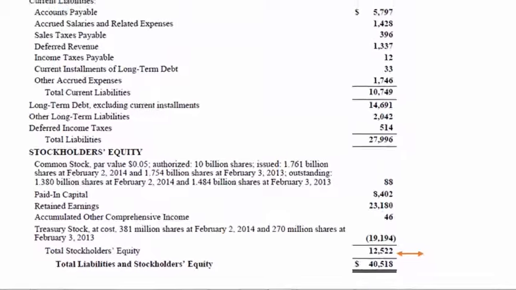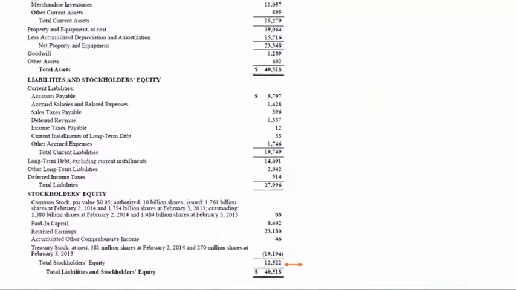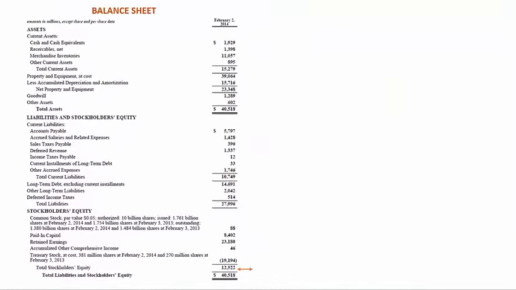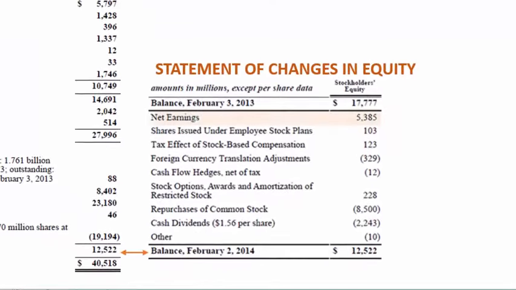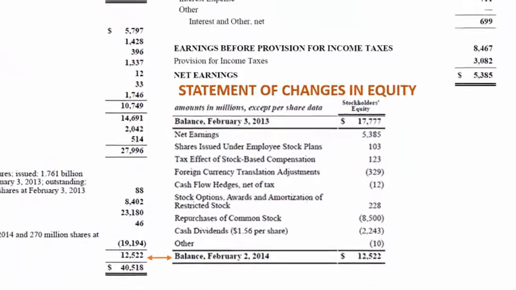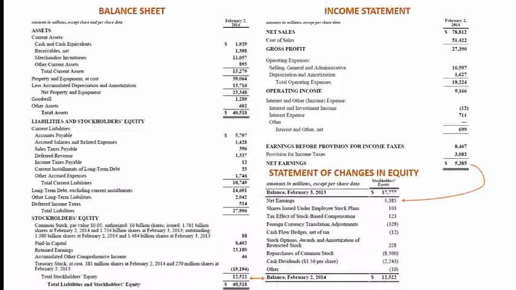But the balance sheet alone doesn't tell us the whole story about what happened throughout the year, only where the company is on February the 2nd, 2014. To get the rest of the story, we need to drill further into the changes in equity. So, let's bring up the statement of changes in equity. The first line says net earnings. Aha! We know where this comes from. This comes from the income statement.